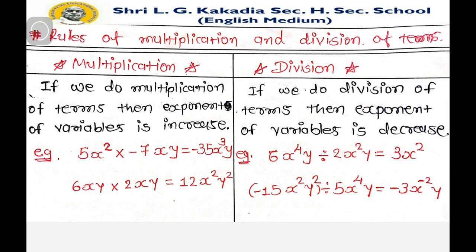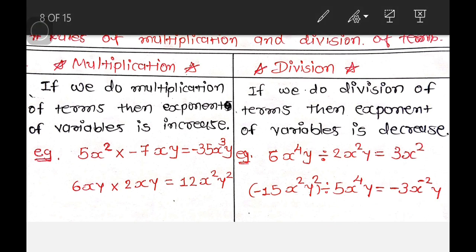Now, one more topic: rules of multiplication and division of terms. In multiplication and division, there is one rule to understand. The first rule is for multiplication: if we multiply terms, then the exponent of variables increases.